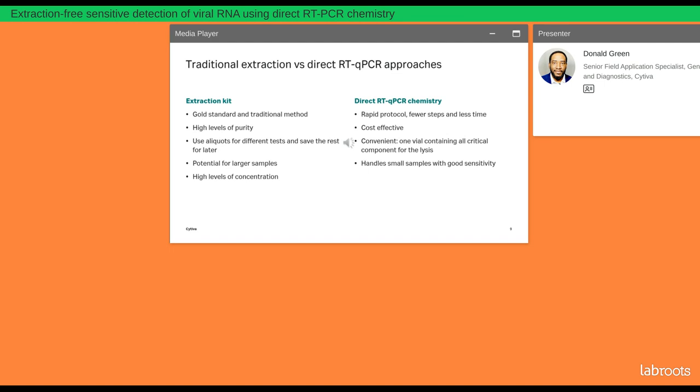However, for the direct chemistry, if you're looking for a quick TAT or rapid turnaround time, it gives you a rapid protocol, fewer steps, less time, less hands-on time, which means less contamination potential. Very cost-effective, convenient, one vial containing all the critical components for the lysis, and it handles small samples with very good sensitivity.